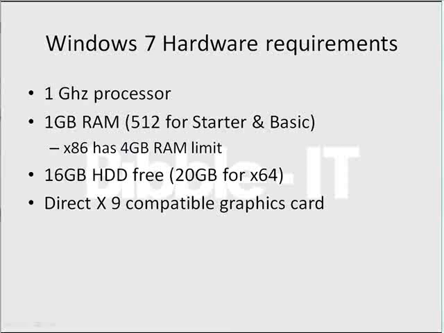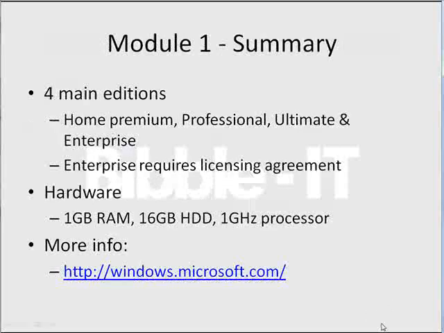So, summary then of the things we've covered in this first module. The 4 main editions that you need to worry about are Home Premium, Professional, Ultimate, and Enterprise. And remember that Enterprise is the same as the Ultimate Edition, except it's only available to customers who have a Microsoft licensing agreement, or the right kind of Microsoft licensing agreement. Hardware support, headline figures, we've got a gig of RAM, 16 gig of hard drive, and a gigahertz processor. For more information, you can go to windows.microsoft.com and look up the full system requirements, and they've got a table that runs through the differences between all the Windows editions.